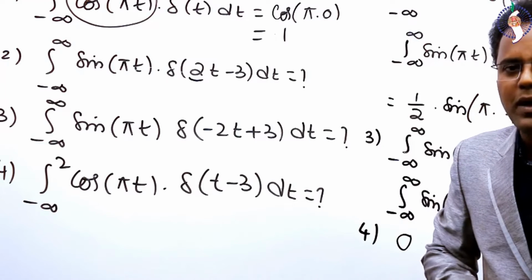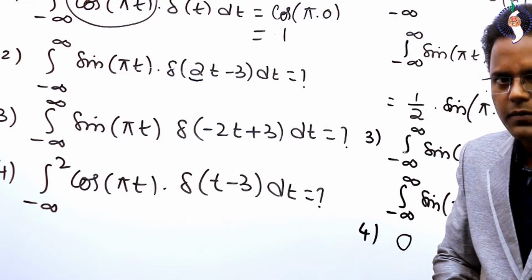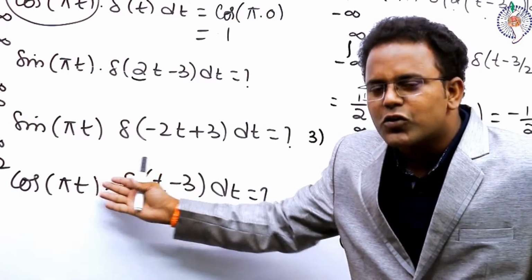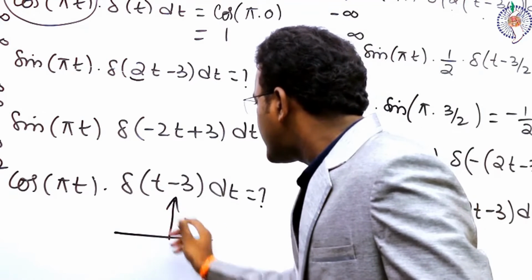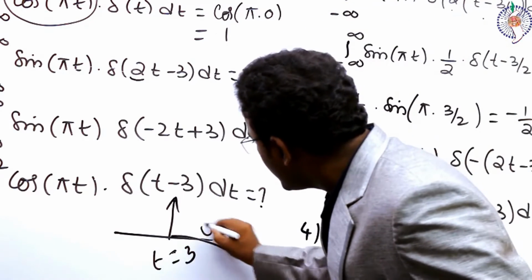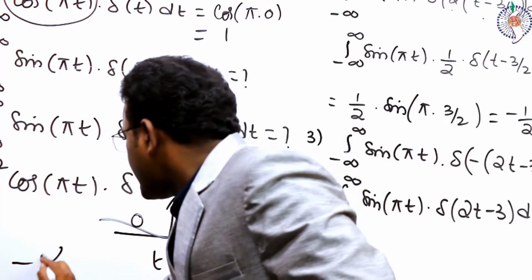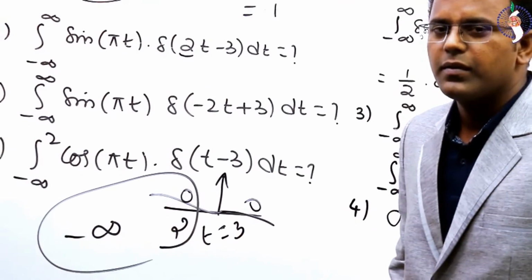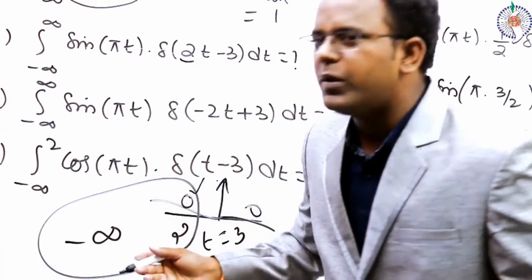If you are not including the impulse, what is its value? It is 0, and 0 times anything will be 0. So the total thing will be 0, because this existed only at the point t equal to 3 and the rest of the values are 0. You are integrating from minus infinity to 2. Over minus infinity to 2 its value is 0, and 0 times anything will be 0.